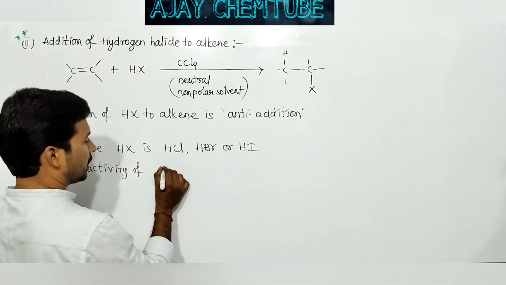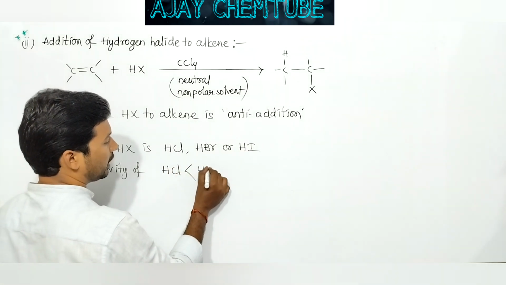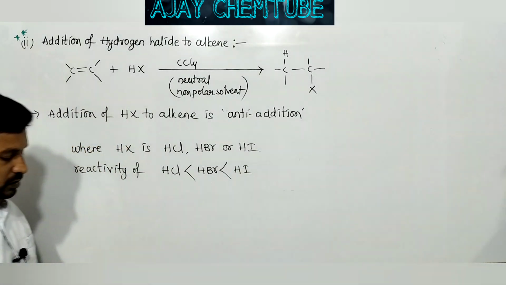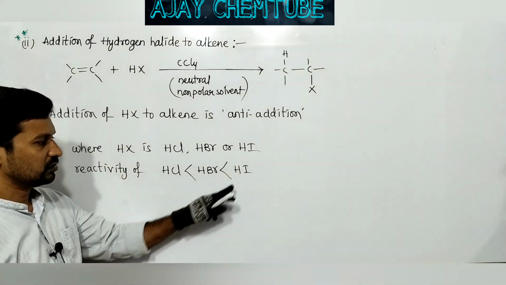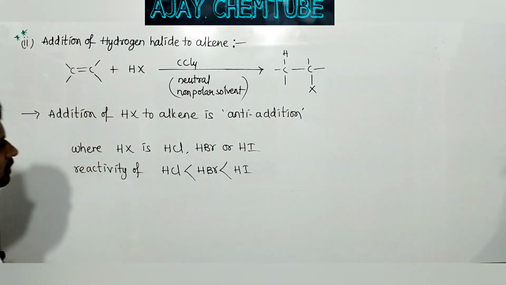So which one is more reactive? HI is more reactive than HBr. HBr is more reactive than HCl. This is strongly acidic in nature, more reactive. Okay, HI is more reactive.